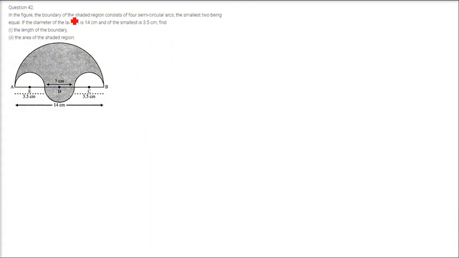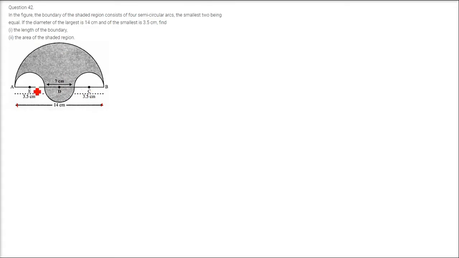This is the answer. In this figure, the boundary of the shaded region consists of 4 semicircular arcs, 1, 2, 3 and 4, the smallest 2 being equal. If the diameter of the largest, from this point to this point, is 14 centimeter, and the smallest, this one, is 3.5 centimeter, find the length of the boundary and the area of the shaded region.